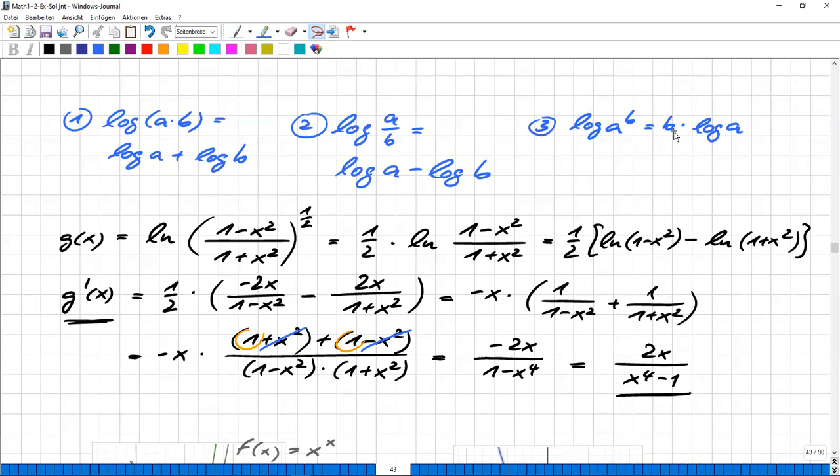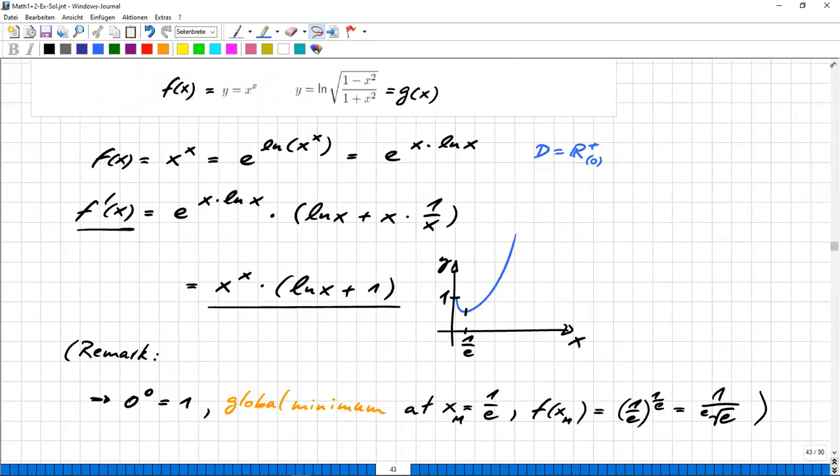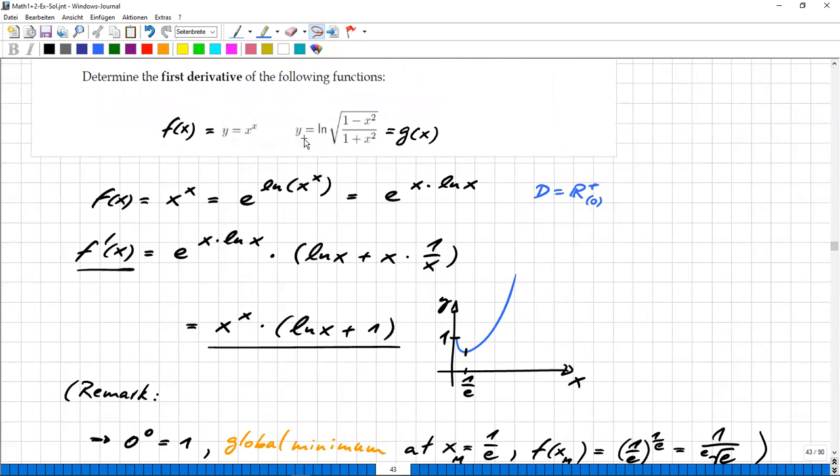Let's just look and see. Now, first of all, this term y equals ln of the square root of the fraction 1 minus x squared, this quantity over 1 plus x squared. It seems to be strongly nested. Well, it is, but it's no problem for us to find the first derivative because we have the chain rule available, and the chain rule has the big advantage that it can be applied even for multiply nested functions.